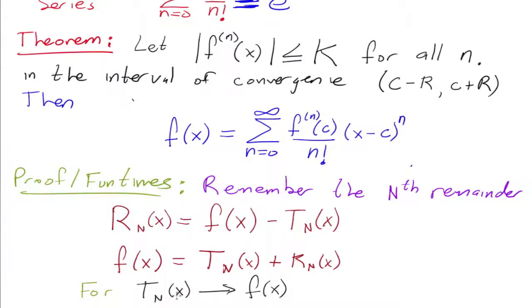For the Taylor polynomial to converge to f of x, R_n of x must converge to zero. So this is what we're trying to show: that the remainder is going to converge to zero, assuming that the derivatives are bounded. And so what do we know about the remainder? Again, back from Taylor polynomials, we had an expression for it. Do you guys remember?